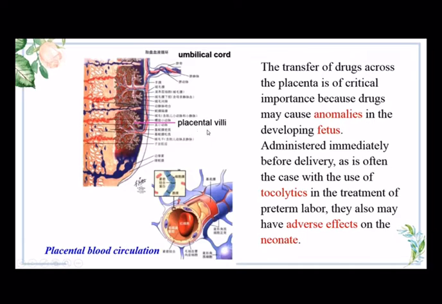Here are the placental villi. Placental blood circulation is through the umbilical cord. The transfer of drug across the placenta is of critical importance because drugs may cause anomalies in the developing fetus. Drugs administered immediately before delivery, as is often the case with the use of tocolytics in the treatment of preterm labor, may also have an effect on the neonate.